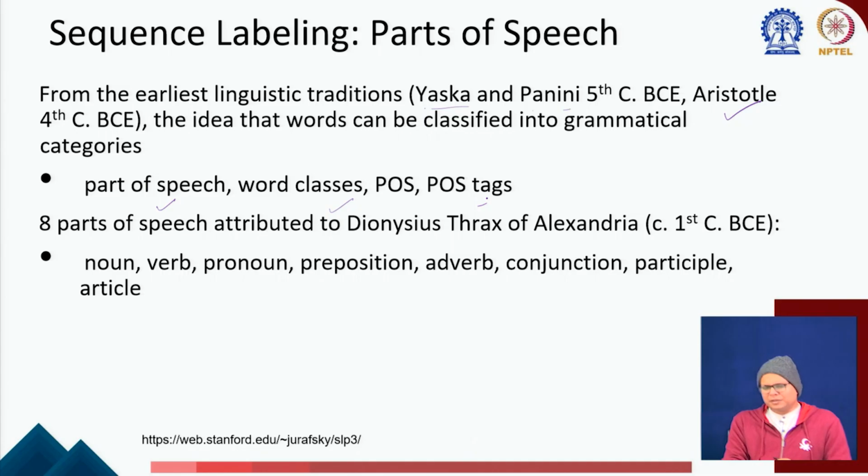Now, 8 parts of speech are very common. For example, noun, verb, pronoun, preposition, adverb, conjunction, participle, and article. They were mentioned in those early treatises, and they are still very popular classes for understanding grammatical categories of various English words. Now, there are various different tagging schemes that have given various part of speech tags.